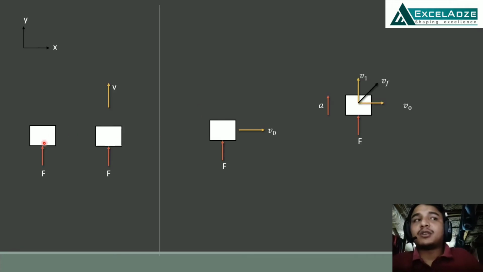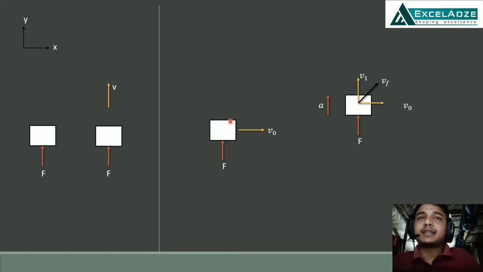Let's take an example of a block which is at rest. We apply a force in the y direction. Okay, so what will happen? The block will move in the y direction. The velocity will be in the y direction. Will the box move in the x direction? Obviously not. It will move in the y direction.